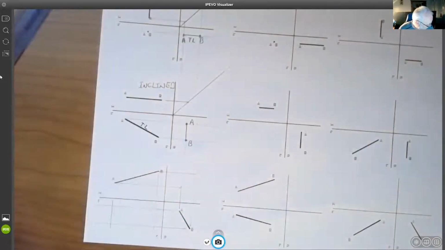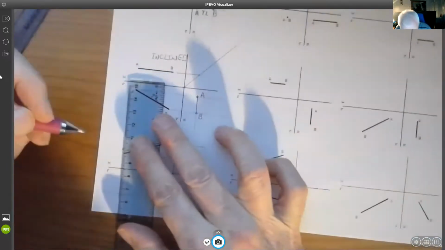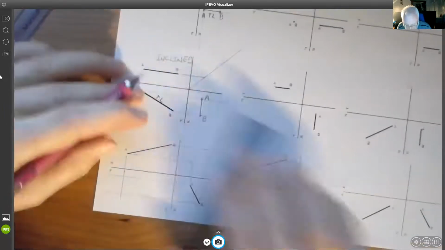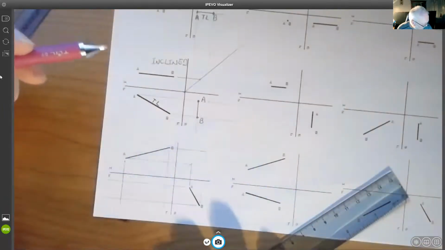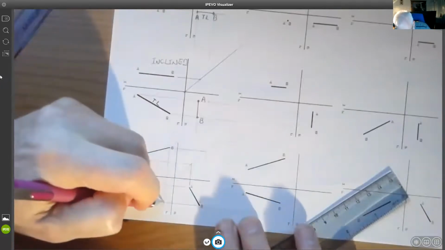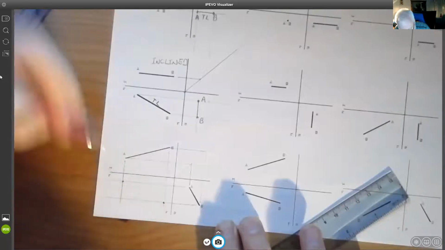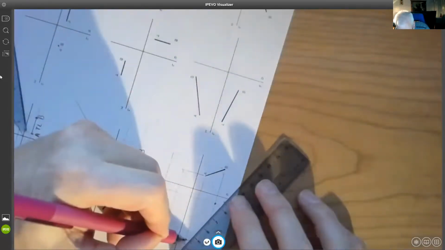Okay, so what we need to do here is decide where, no, this is going to come from up here, I goofed, there we go. So now we need to decide what the points are. They're going to be right here and right here on this one. There's going to be a straight line going through those two points.